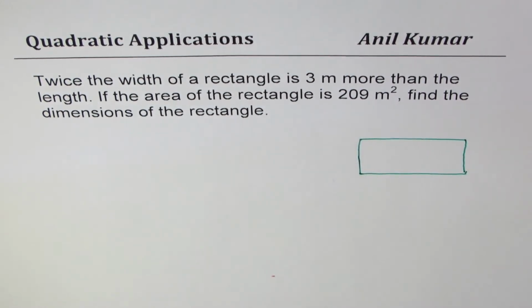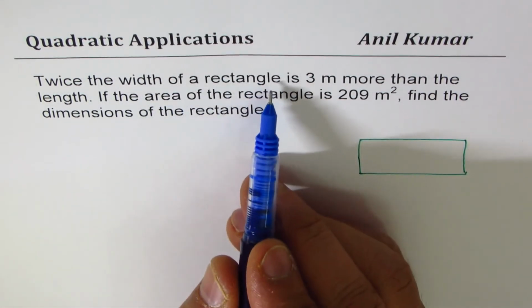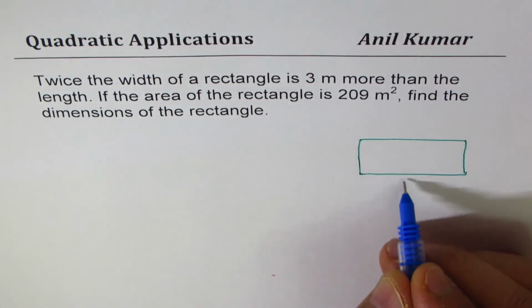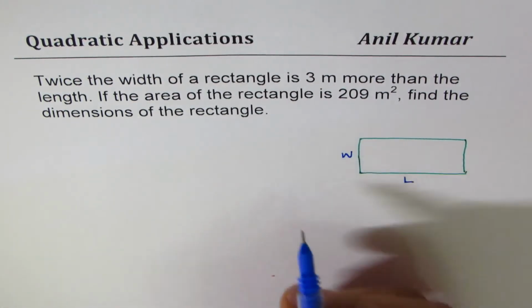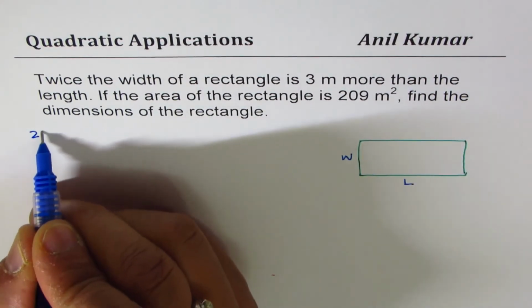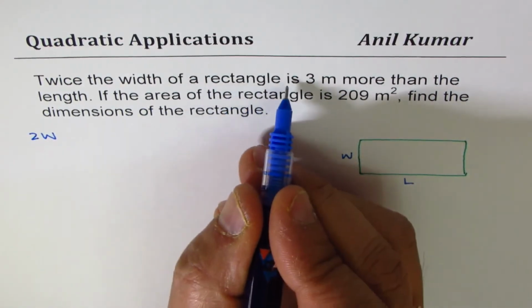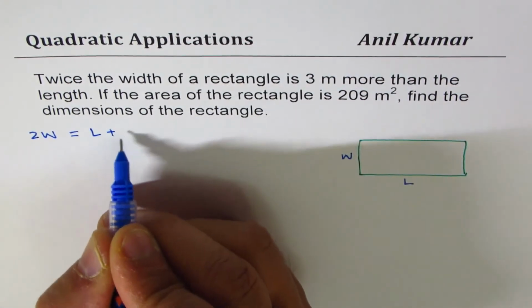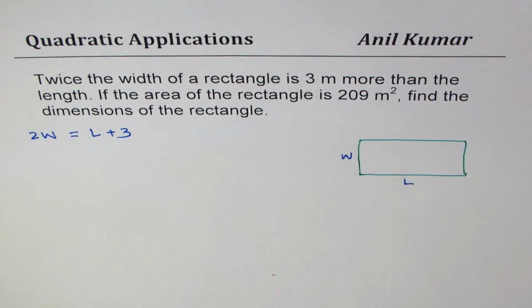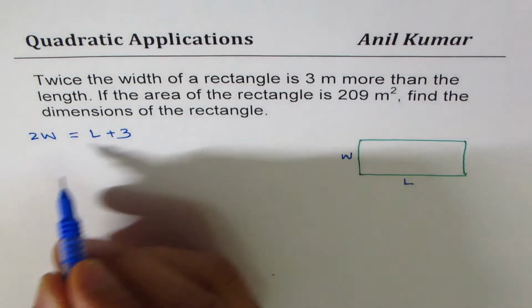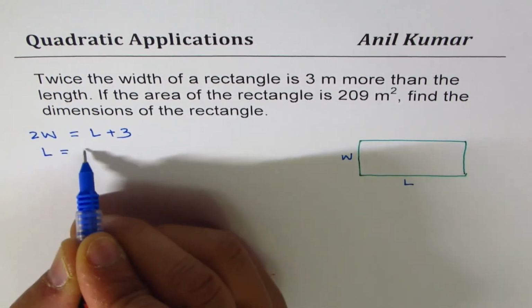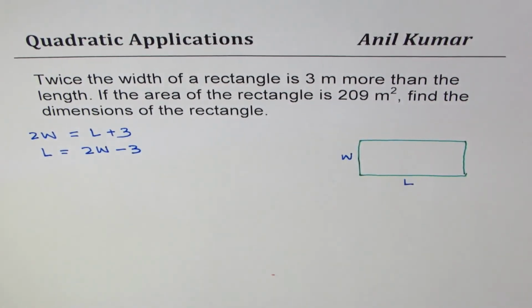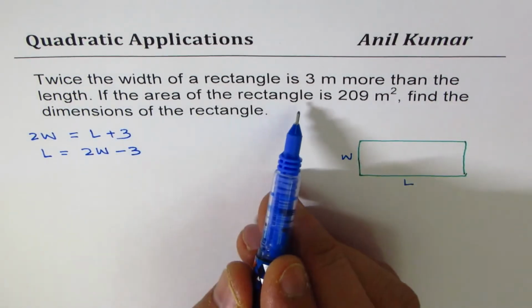So it says twice the width of a rectangle is 3 more than the length. So we can say L as the length, W as the width. We say twice the width of the rectangle equals 3 more than the length, which is length plus 3. Is that okay? So that relates the two variables. You could always write from here length equals twice width minus 3. Does it make sense to you? Correct? Now we are given the area of the rectangle is 209.